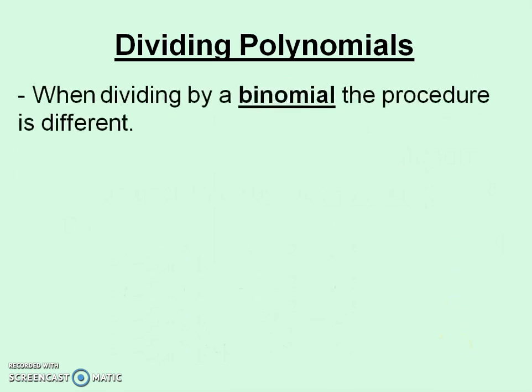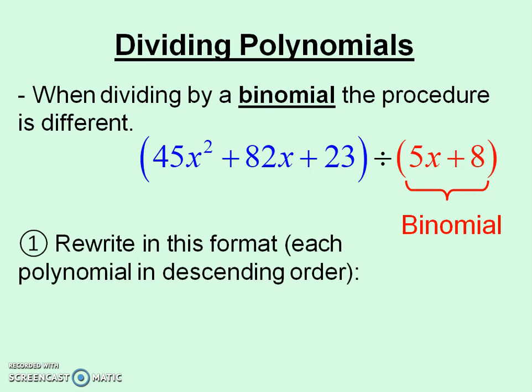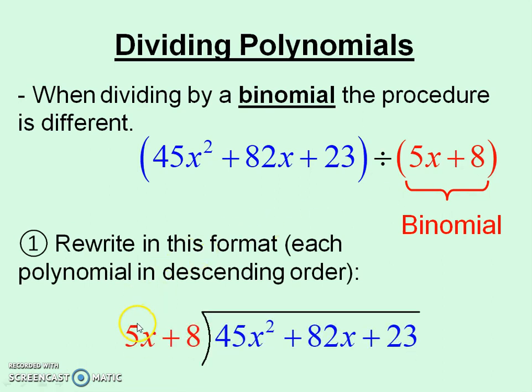What's new is that when you're dividing by a binomial or a trinomial or more, the procedure is completely different. So for instance, if I have a polynomial, in this case a trinomial, divided by something that's not a monomial, this here is a binomial, the procedure is different, and this is that procedure. Step 1, rewrite it in this form, long division style, with the divisor out here and the dividend inside.